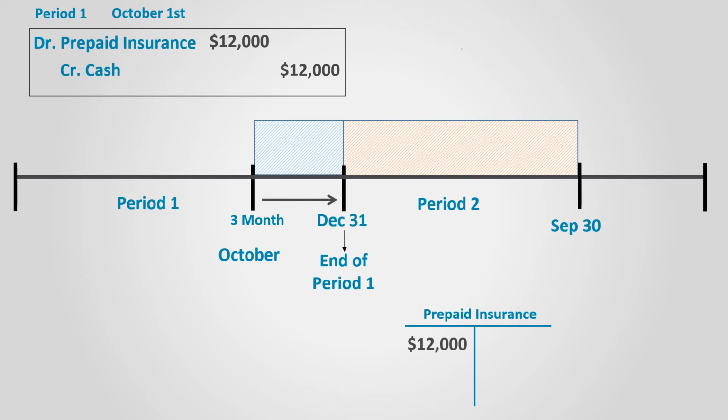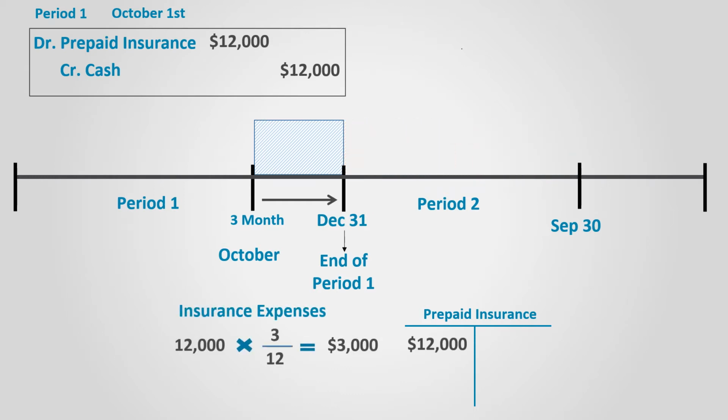At that date, the business must capture all the expenses which are related to period 1. One of these expenses is insurance, as the company used the insurance service to generate revenue during this period. The amount of expense is $12,000 multiplied by 3 months divided by 12 months, which is equal to $3,000.